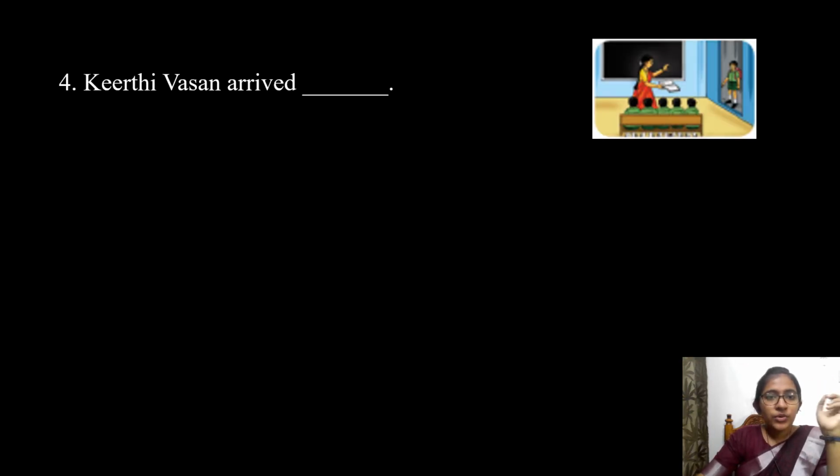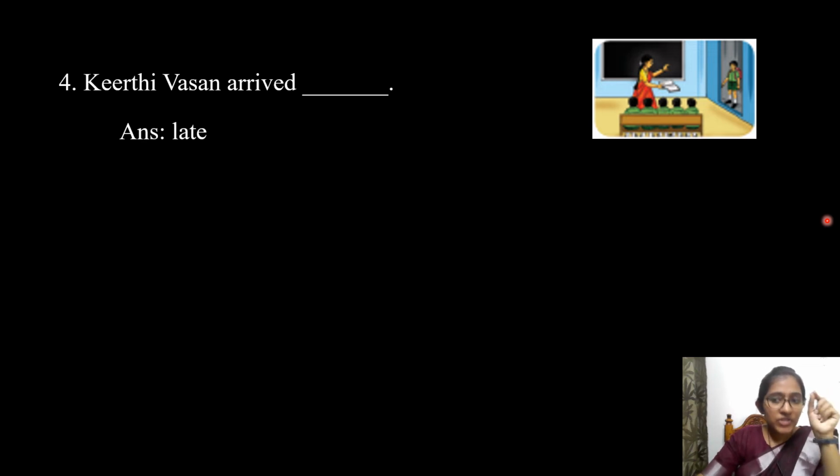The fourth one, Kirti Vasan arrived. You can see in this picture that Kirti Vasan is standing outside, and the class has already begun. What happened? Kirti Vasan is late. So Kirti Vasan arrived late. What is the point here? It represents time. He was late, right? So we can write Kirti Vasan arrived late.